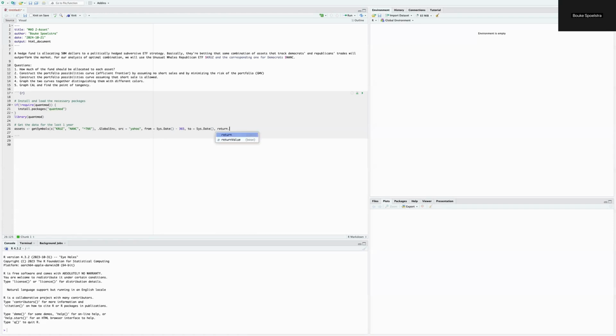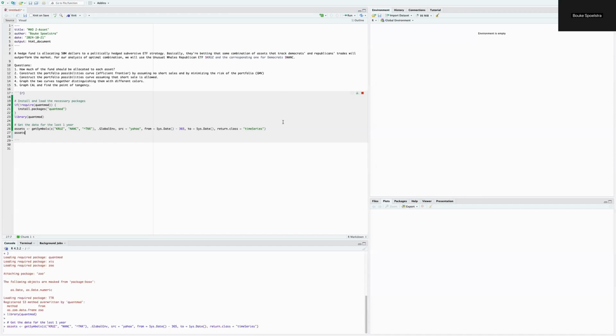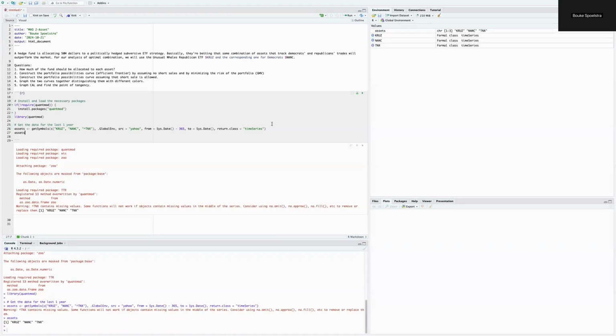Now we want to return. We want to make sure our return class is a time series because that'll make it easier to manipulate with matrices. So now we can return assets. And we can actually just take a look at this. Yeah. So we'll fix the fact that TNX contains missing values, but for now we have our assets.